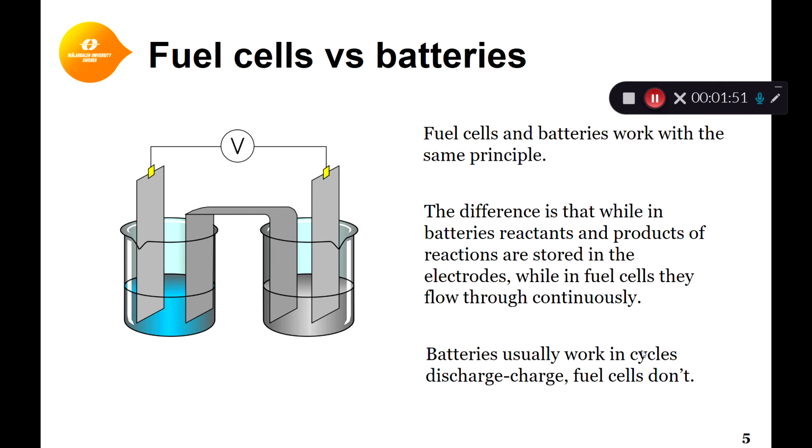The principle is very similar to that of batteries, but the difference is that in batteries, the reactants and the products are stored in the electrodes. So when we use the battery, we discharge it, and then we have to charge it again. So they usually work in cycles. But fuel cells don't, because fuel and oxygen flow continuously through the cell. So as long as they flow through the cell, we can generate continuous power.